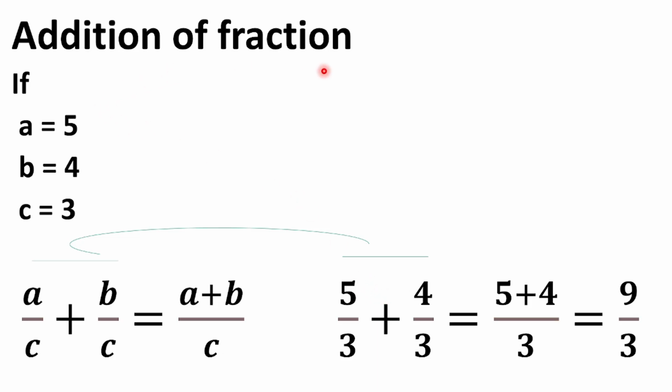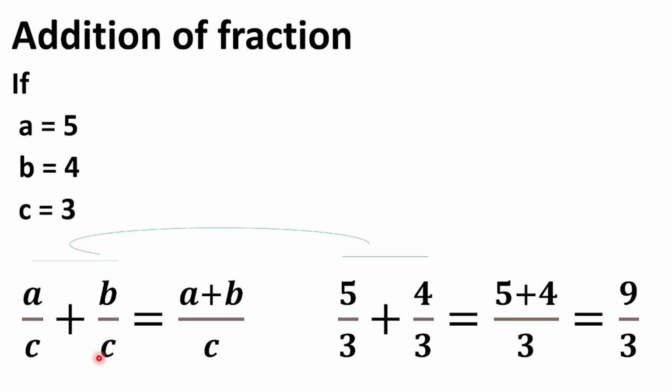Addition of fractions. Here is another example. If a is equal to 5, b is equal to 4, and c is equal to 3, and they are in the fraction form a divided by c plus b divided by c, how can we add? We will take the LCM. So c is the LCM. c divided by c equals 1, and 1 multiplied by a is equal to a. So we will write a over here.